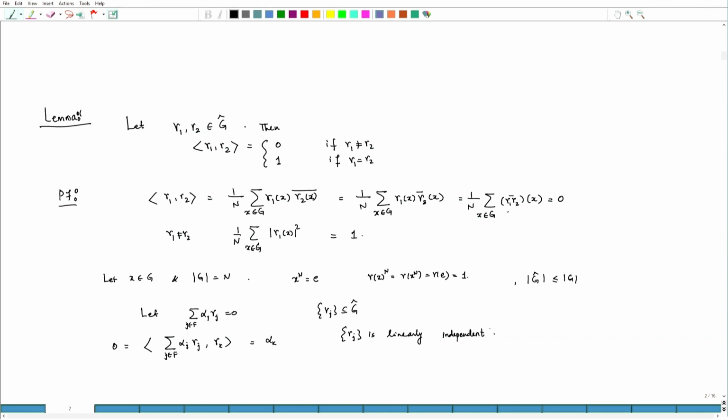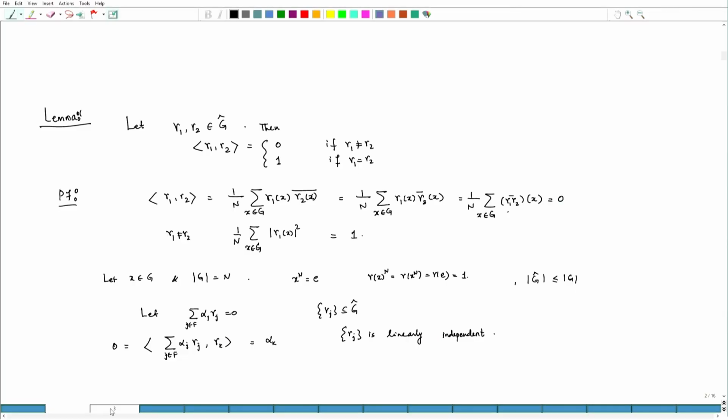Okay. Now one would ask whether they are exactly equal to n. In that case, if there are exactly n elements in G hat, and we know that they are linearly independent in C G, and the dimension of C G is n, therefore G hat is going to span, and they will be the orthonormal basis for C G.